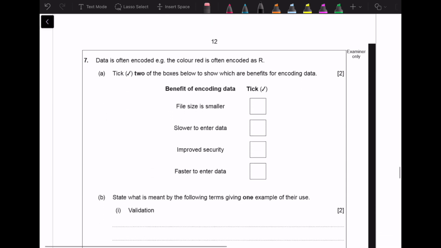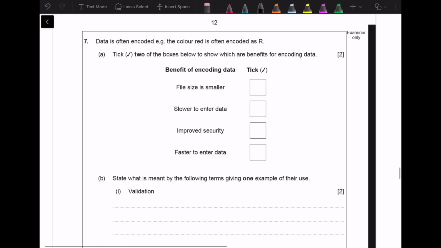Okay, next one. Data is often encoded. The color red is often encoded as R. Tick 2 of the boxes below to show which are the benefits of encoding data. Well, let's have a look.